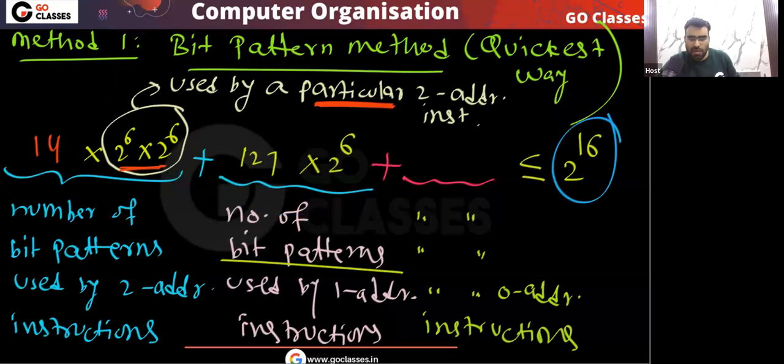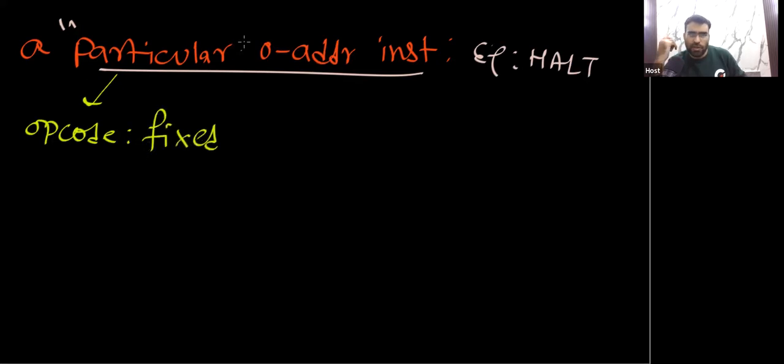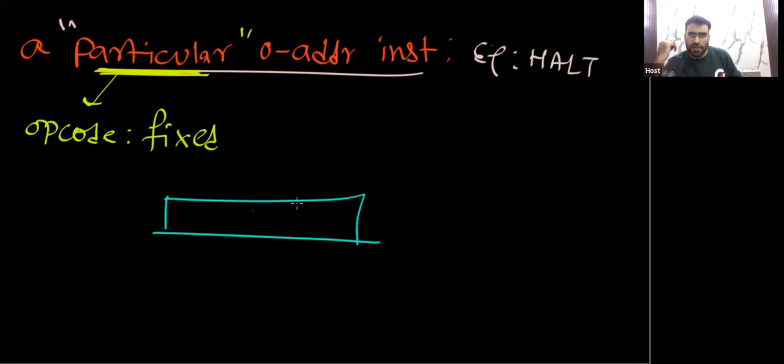What about zero address instructions? Again, if you take a particular zero address instruction, for example halt, or maybe NOP, then the opcode will be fixed, because for any particular instruction the opcode is always fixed. Now this is a zero address instruction, so the entire thing is opcode, yes or no?